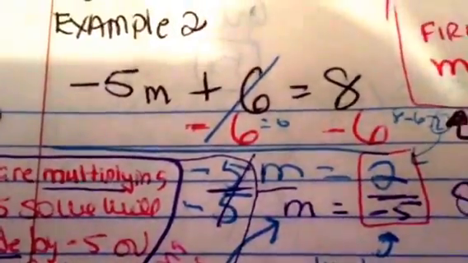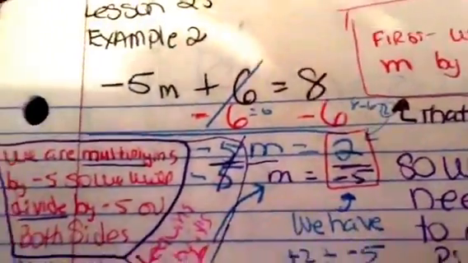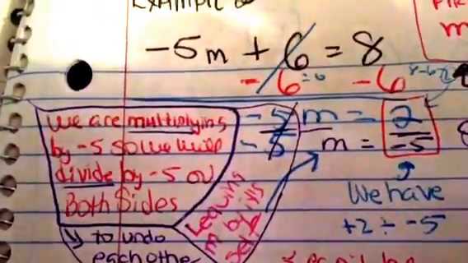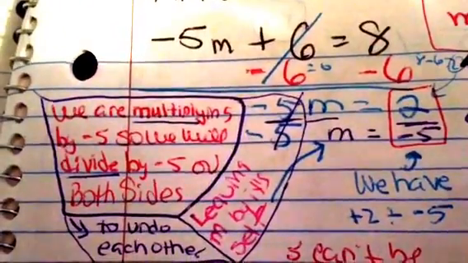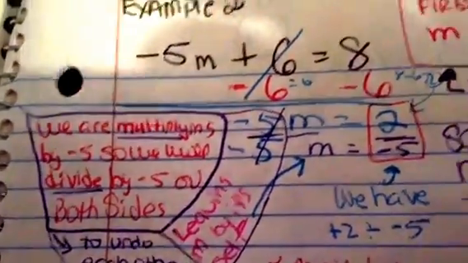First we need to get m by itself. We have negative m plus 6 equals 8. Of course, we're going to do the opposite. So if we are multiplying by 5, we will divide by negative 5, its opposite, on both sides.